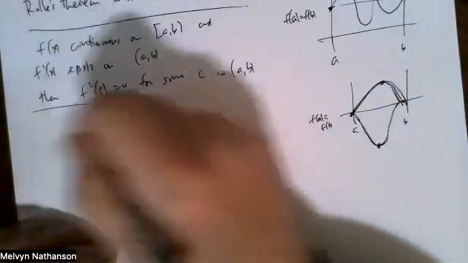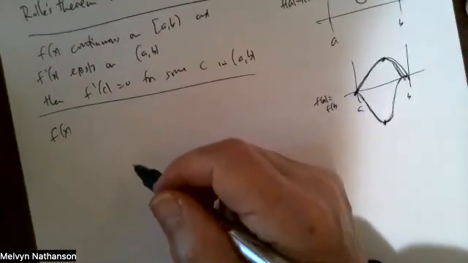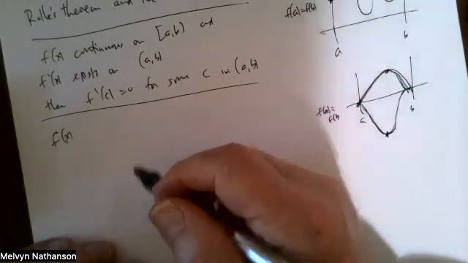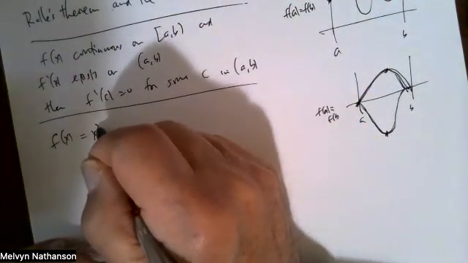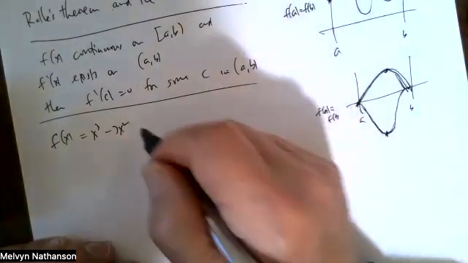Let's take an example. Suppose I have the function f of x equal to a certain cubic, x cubed minus 7x squared plus 10x.